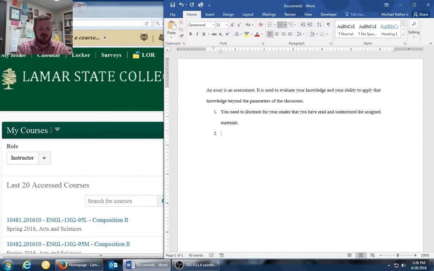And then you also need to show that you can apply or synthesize the knowledge discussed in the assigned materials. What I mean by this is that you can go beyond simply reiterating what a professor or instructor has told you. You don't simply spit back out to him or her the things that they have lectured or stated in class.